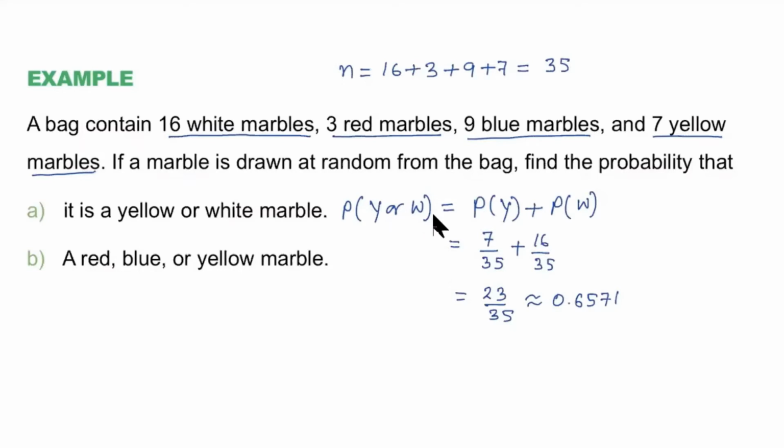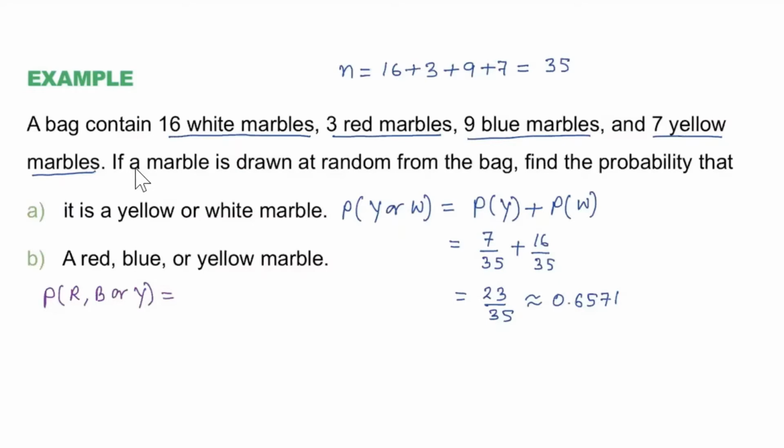Now let's look at the second part. In the second part, we are asked to find, if a marble is drawn at random from the bag, the probability that it's a red, blue, or yellow marble. So you have three events here. Probability that it is a red, blue, or yellow. You have or in the middle, so definitely you are going to use the addition rule.